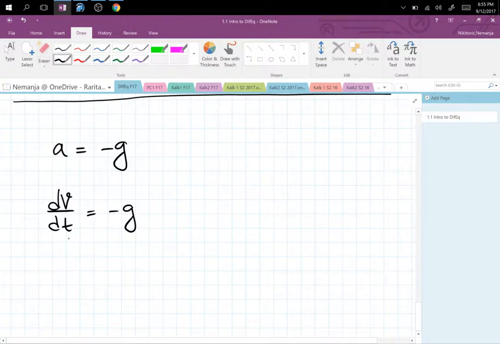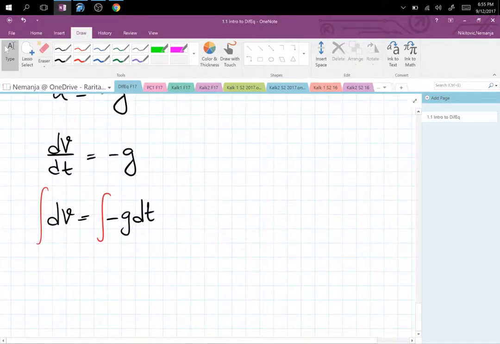Now, you are looking at the differential equation. It's the first order, linear differential equation. Negative g is a constant. I could have put 6 there, right? So we are going to separate variables again. And we're going to get dv is equal to negative g dt. Boom. Integral sign on both sides. And what I get is that v is equal to, on the other side, negative gt plus some constant c. There we go.